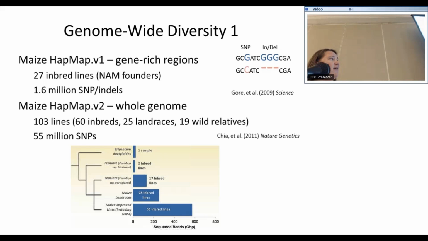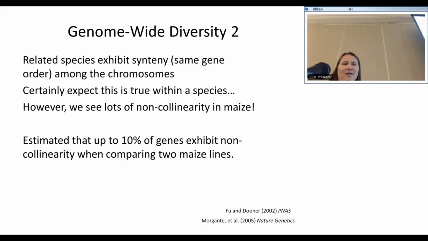We found 55 million SNPs, okay? So all this diversity is naturally occurring out there. When you talk about maize and maize's wild relatives, 55 million, that's not all of it. Every time we turn around, we find more SNPs, okay? And so that's all at the molecular level.